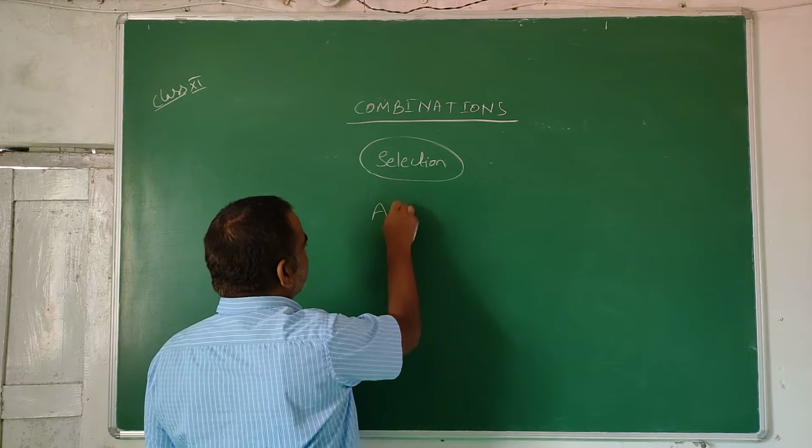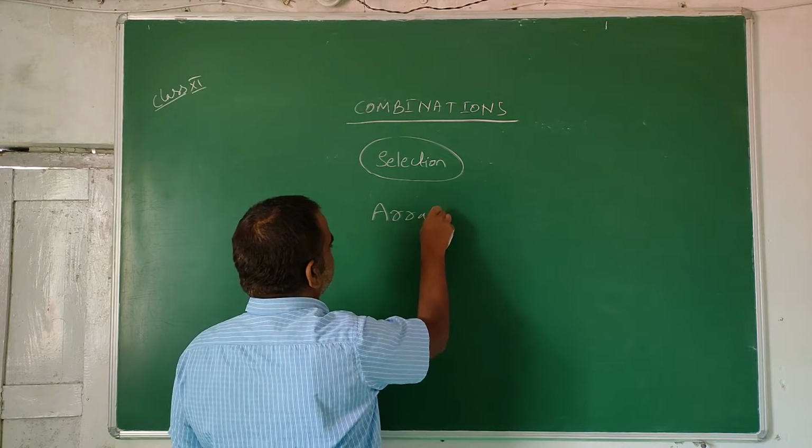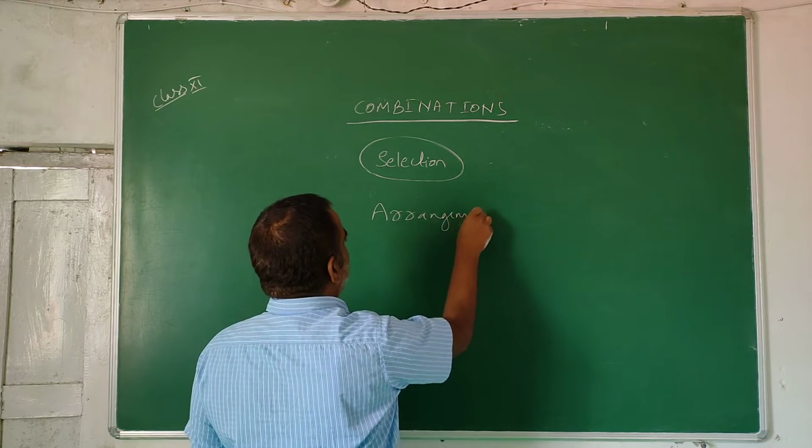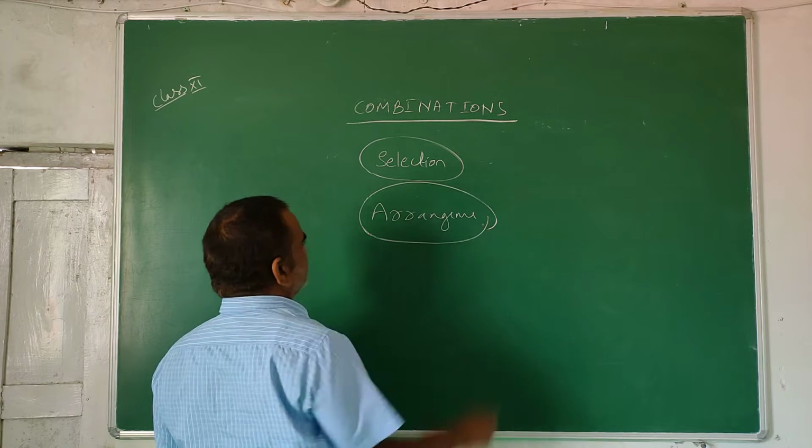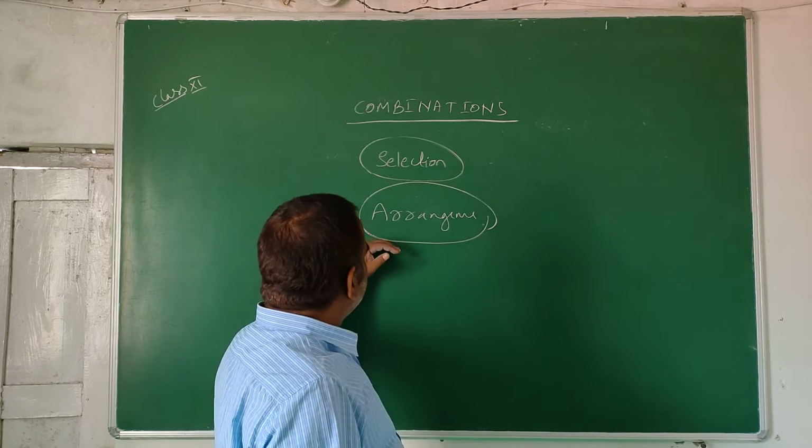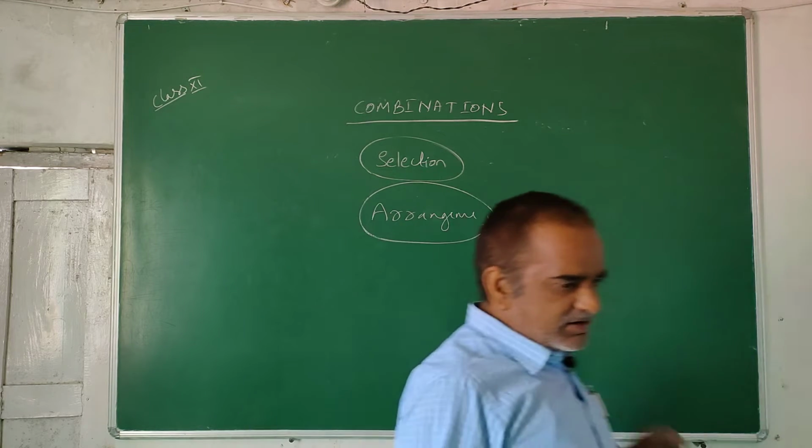But permutations mean arrangement. Here order has got importance, so you place the things in order here.